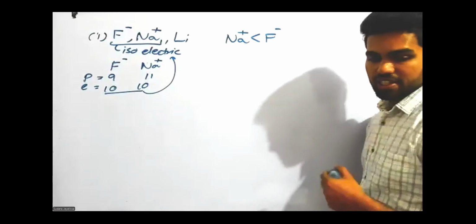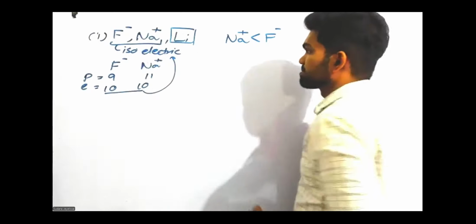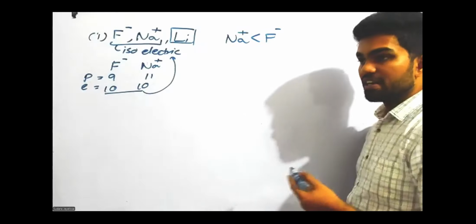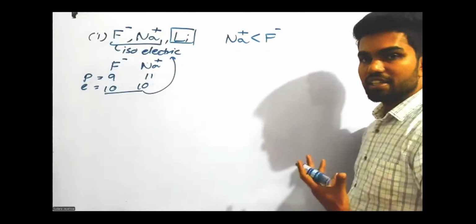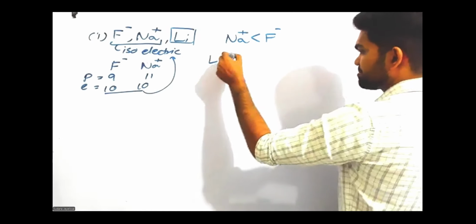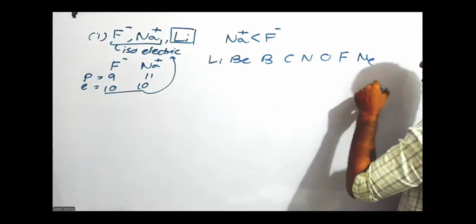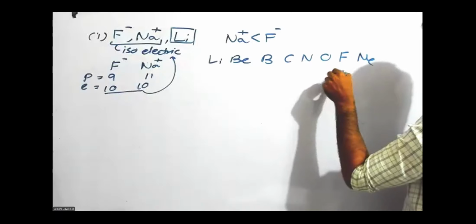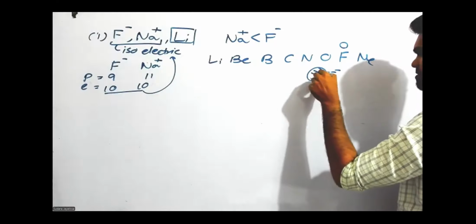Then the question comes with lithium. It's not lithium plus, okay, it is lithium metal. Lithium is a group 1 element, a period 2 element, and it's kind of the largest in the period. In your period, lithium, beryllium, boron, carbon, nitrogen, oxygen, fluorine, and neon are there. F minus becomes a little bit larger because it is an anion. So F minus will be somewhat like this.